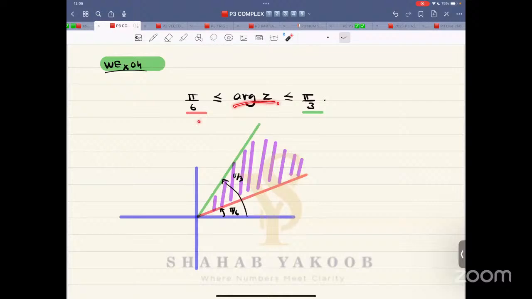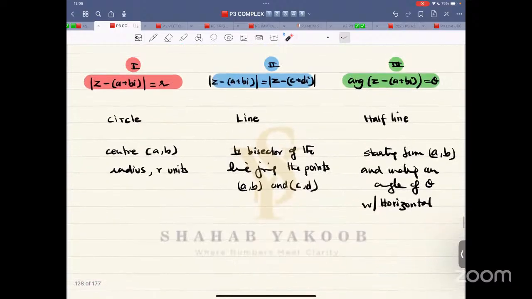Argument of Z lies between two values. These are two half lines. One is making an angle of pi by 6. The other one is making an angle of pi by 3. So it's an open region between the two lines, two half lines. This is the summary of all of this.